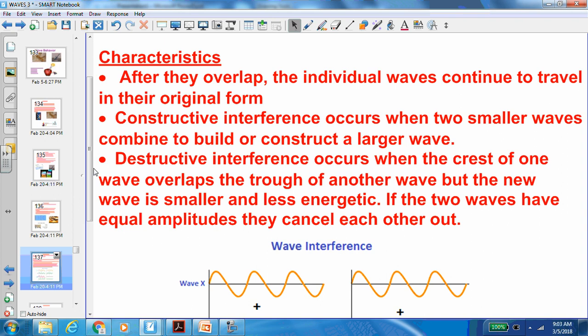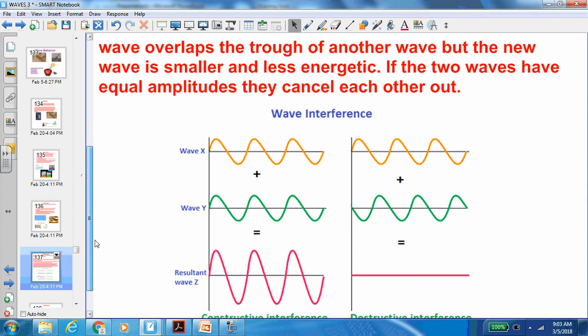Now, constructive interference is going to occur when you've got two smaller waves that combine and build or construct a much larger wave. Okay? Destructive interference is kind of like you're destructing something, occurs when the crest of one wave overlaps the trough of another wave, but the new wave is smaller and less energetic. And sometimes if the waves have equal amplitudes, they can completely cancel each other out and just kind of be flat. Here are some pictures of constructive and destructive interference.